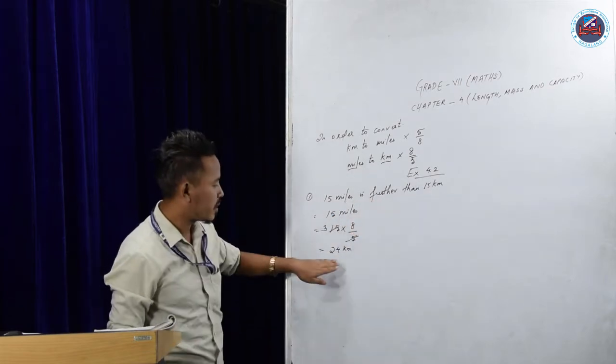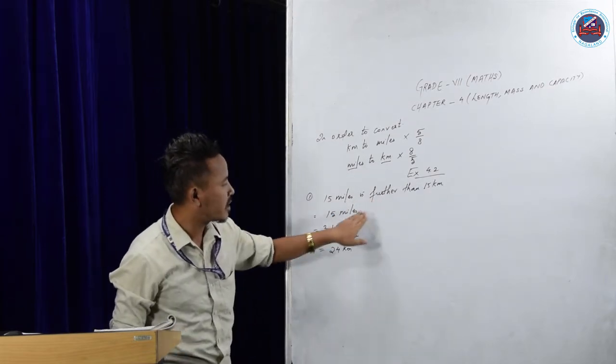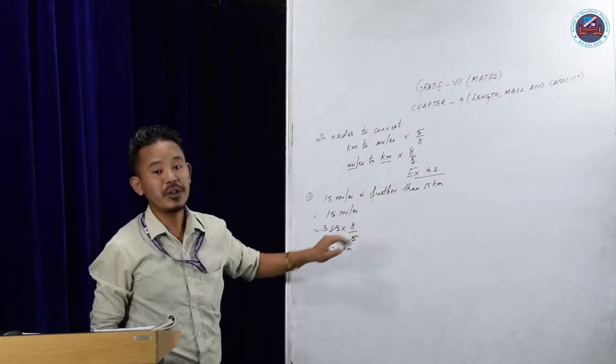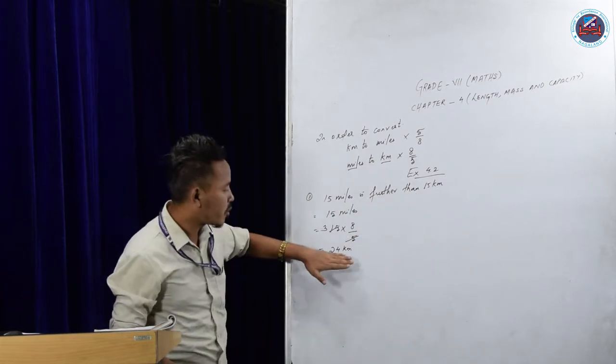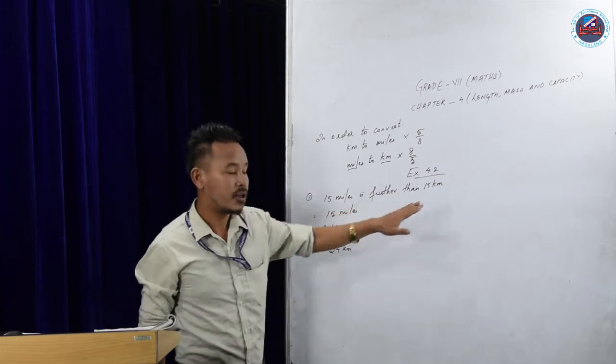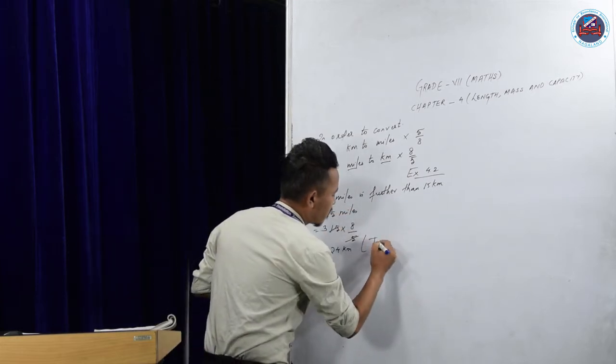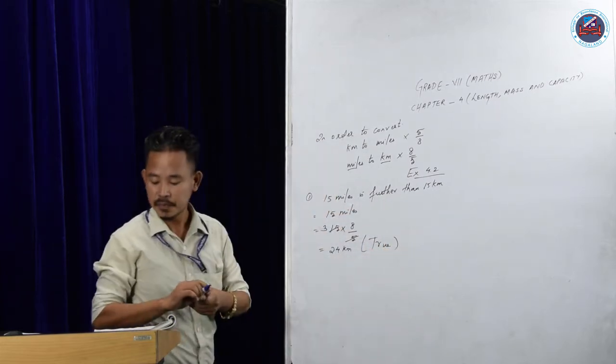So the statement becomes: 24 kilometers is further than 15 kilometers, which gives us the correct comparison. That means 24 kilometers is further than 15 kilometers. So the statement is true, correct?